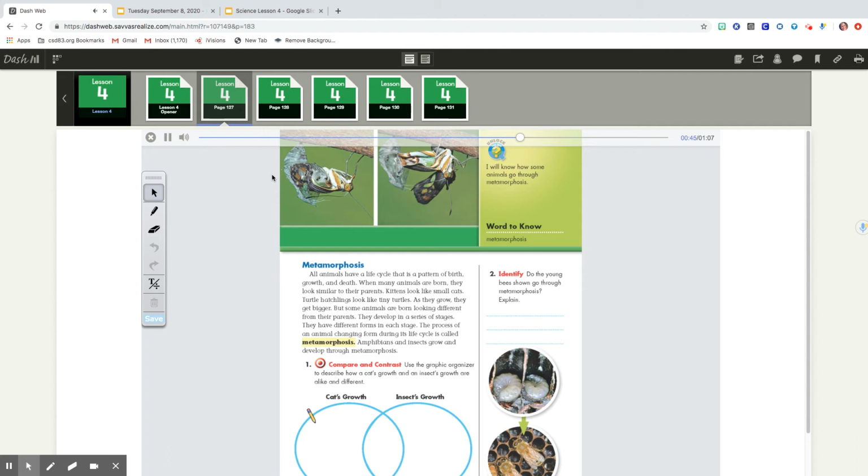1. Compare and contrast. Use the graphic organizer to describe how a cat's growth and an insect's growth are alike and different. Cat's growth. Insect's growth. 2. Identify. Do the young bees shown go through metamorphosis? Explain.